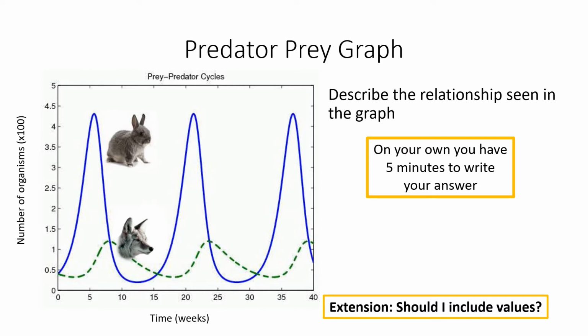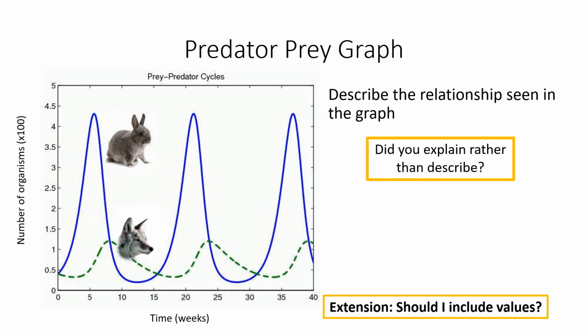In terms of predator-prey graph, here is a basic predator-prey graph, and all you have to do is time yourself for 5 minutes and write an answer to the question. Describe the relationship seen in the graph. If you have time, there is an extension question asking about should you include values. So pause the presentation now, give yourself 5 minutes, come up with the best answer to the question, describe the relationship seen in the graph. So pause the presentation now.